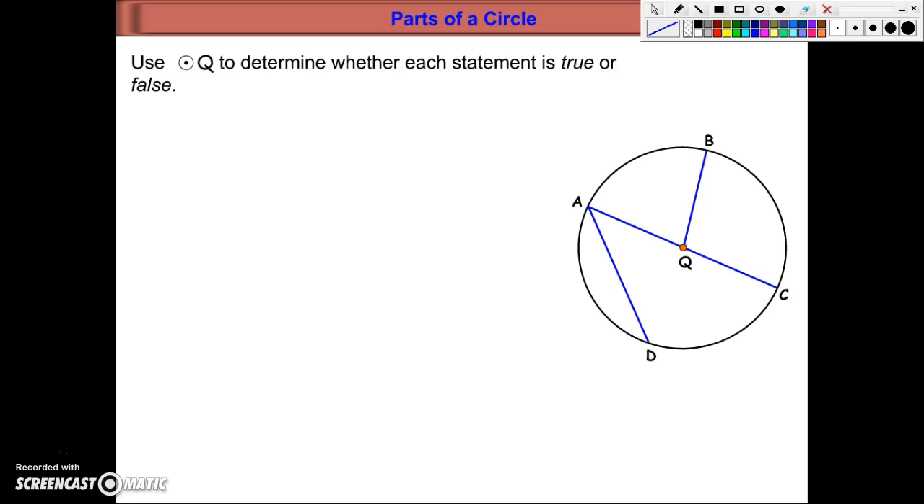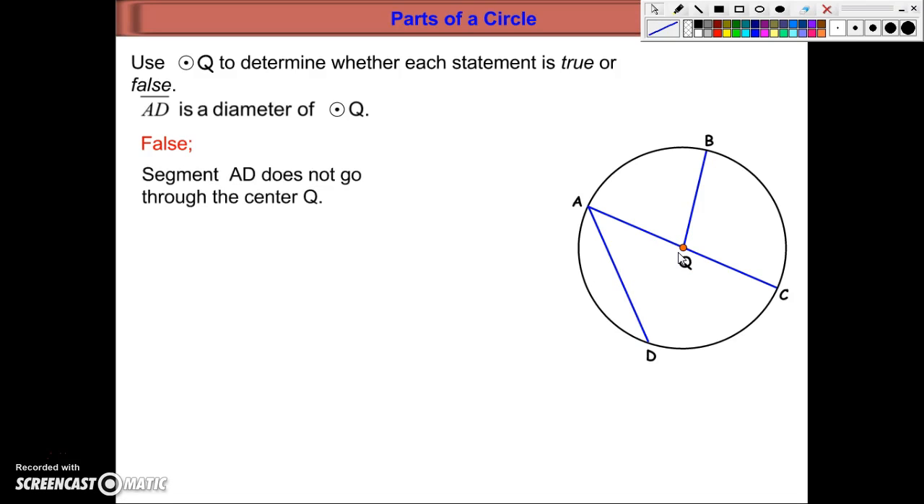Use circle Q to determine whether each statement is true or false. AD is a diameter of circle Q. I'm going to say that's false because I see AD is here, and in order for it to be a diameter, it has to go through center point Q. So that is false. Segment AD does not go through the center Q.